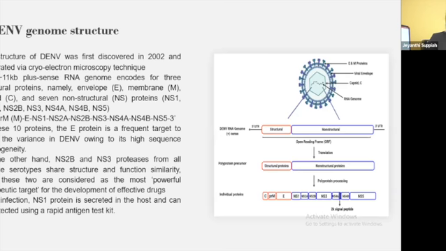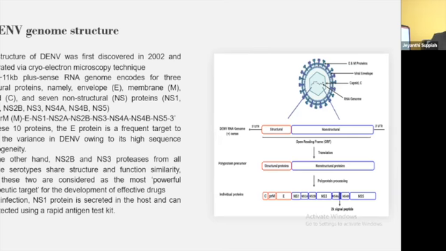From the 5' to 3', we have the C, the core, the pre-membrane and membrane, envelope, and all the non-structural proteins. Of these 10 proteins, the E protein is a frequent target to study the variants. Why? Because it has high heterogeneity, meaning that the nucleotide sequence of the E protein differs highly from serotype to serotype. So it is a good target to study variants in dengue virus. On the other hand, the NS2B and NS3 proteases from all dengue serotypes share structure and function similarity. So these two are considered the most powerful therapeutic targets for development of effective drugs.